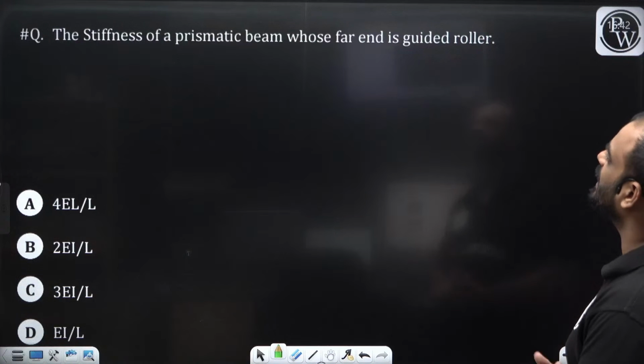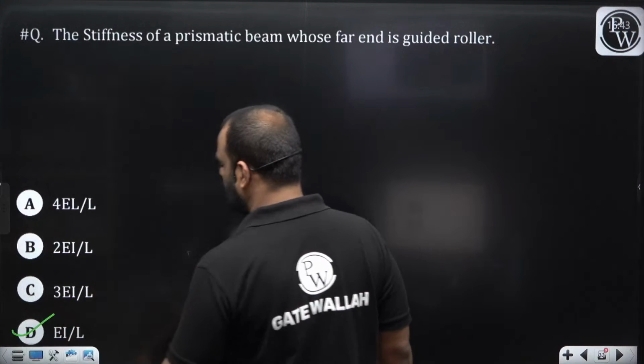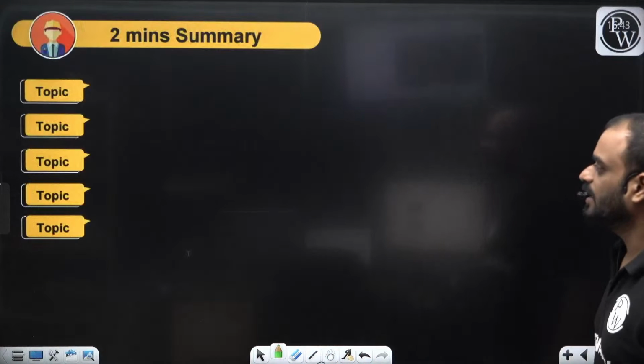Stiffness of a prismatic beam whose far end is guided roller: EI by L.